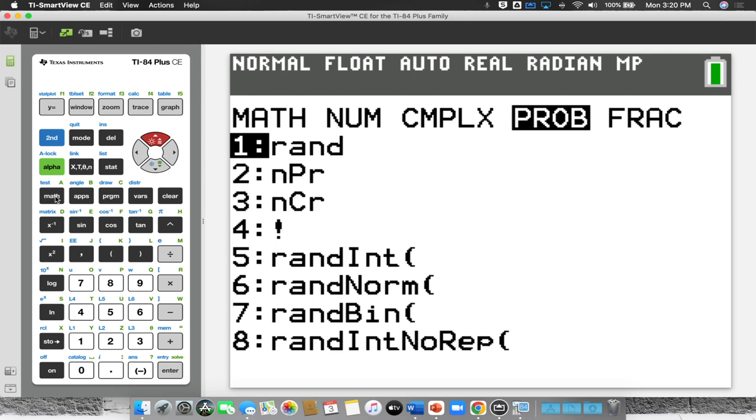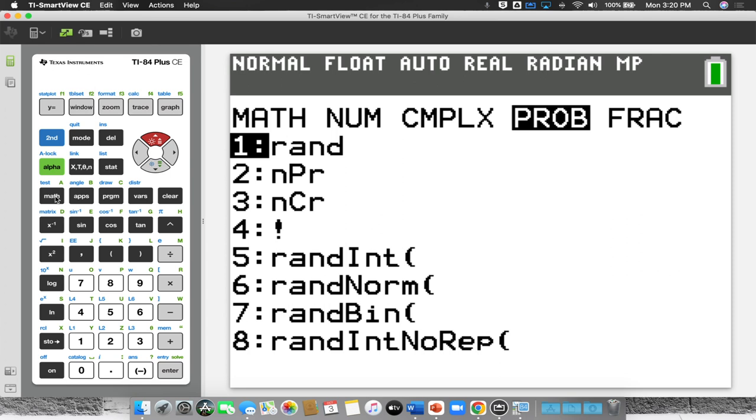But let's say I don't want to find anyone twice. I only want to find them once. Then I use eight. Eight only gives me one person each one time. So it won't double up. So if I was trying to find a sample of you guys and trying to find who I was going to ask, I would use eight.